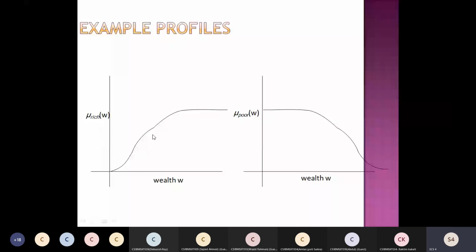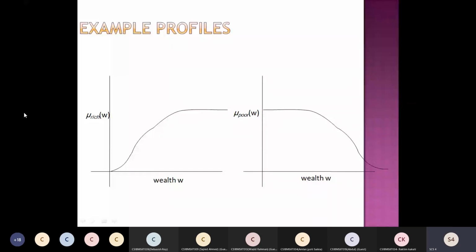When this curve is going up like this, what does it mean? Wealth is increasing, and wealth increasing means you are becoming rich, right? So this mu rich value is being increased, and that's why the curve is taking this form. But for the mu poor people, what's going on? Their wealth is diminishing day by day. So that's why the value of mu poor is also decreasing, and the curve takes this shape.